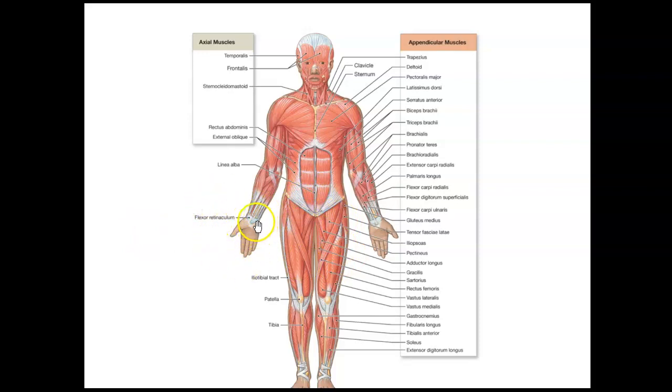All right, on the right arm, even though this is the left side of the page, it's the right arm, there is a band called the flexor retinaculum. And then there is a band of connective tissue here called the iliotibial tract along the lateral side of your thigh. Here's the patella or knee bone and the tibia or shin bone.